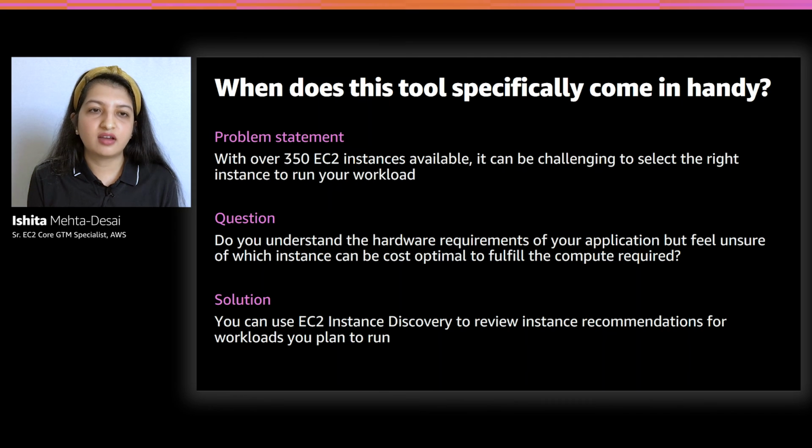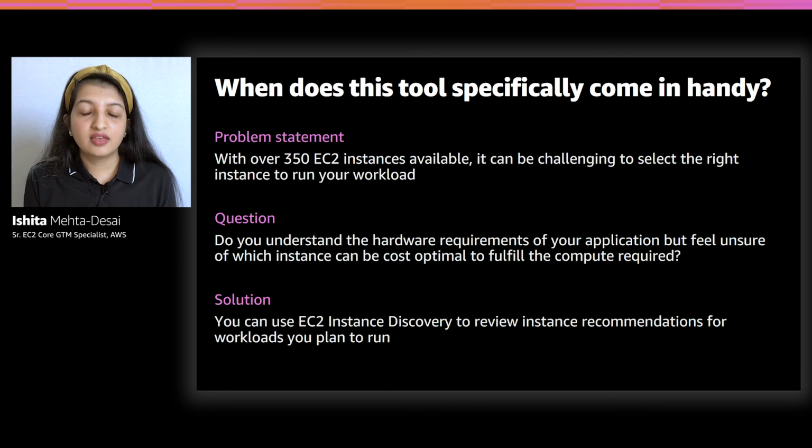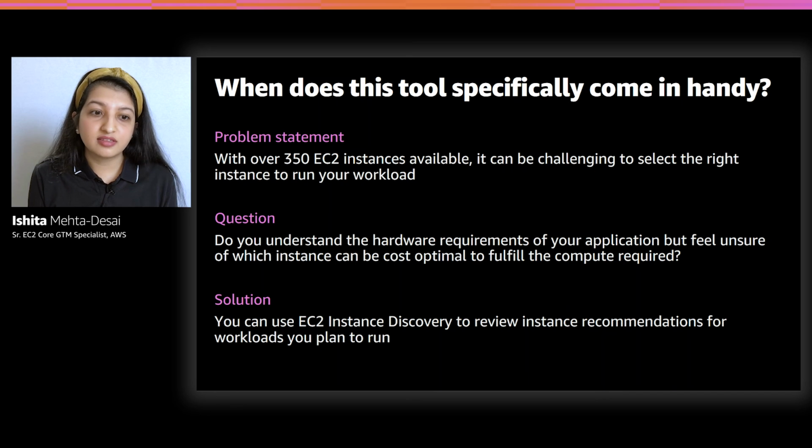To resolve these concerns, customers now need to answer just one common question: do you understand the hardware requirements for your application but feel unsure of which instance can be cost optimal to fulfill the compute required? If the answer is yes, which is in most cases, customers can just leverage our EC2 Instance Discovery tool to review instance recommendations for workloads they plan to run. All they need to do is specify hardware requirements, as I mentioned earlier, and compare instance types based on CPU, network, memory, performance, and so on.